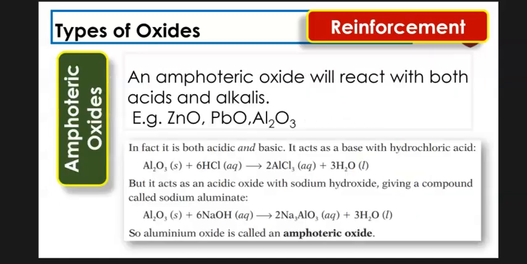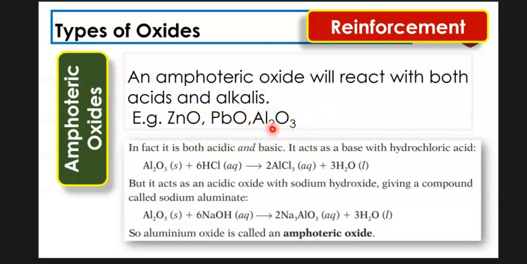And then we have the amphoteric oxides. These oxides have the properties of both bases and what? Acids. And that simply means they can react with either the base or what? Or acid. So we have the common amphoteric oxides: zinc oxide, lead oxide, and aluminium oxide.